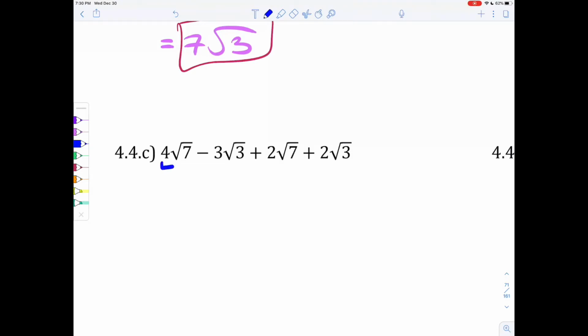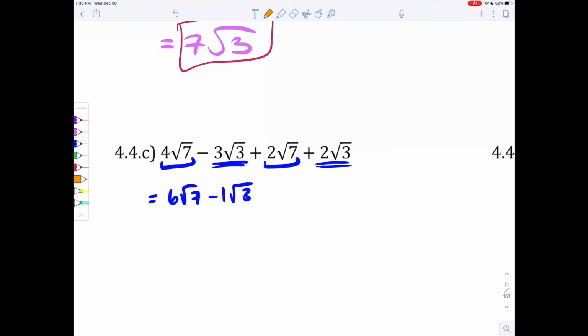terms. So if I'm looking at my first term here, I have 4 root 7. So I'm going to look for something else with a root 7. And here we have it, folks. We have another 2 root 7 just hanging out. So we have a total of 6 root 7s. Well, what I notice is I also have some root 3's going around. And I have negative 3 root 3 and positive 2 root 3. And when I combine them, I get negative 1 root 3.